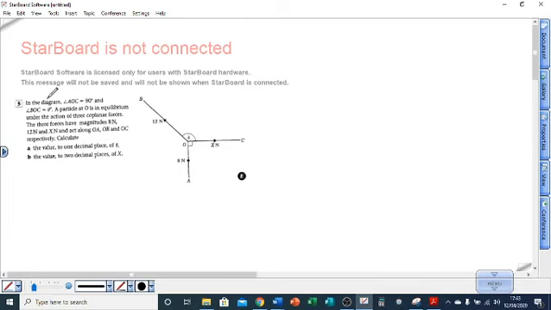Okay, question 5. In a diagram, angle AOC is a right angle and angle BOC is marked theta. A particle at O is in equilibrium under the action of three coplanar forces. So this particle just here is stationary, or in equilibrium, balanced forces. The three forces have magnitude 8, 12 and x acting along OA, OB and OC respectively. Calculate the value to 1 dp of angle theta.